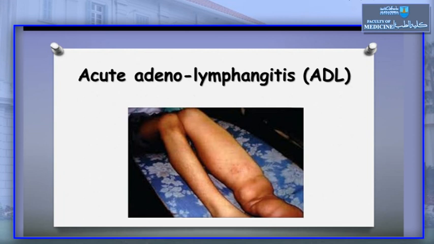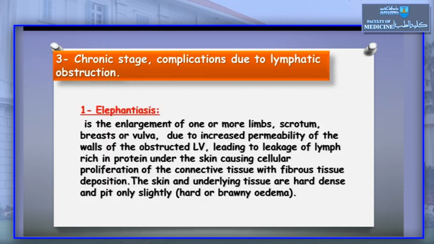About the chronic obstructive stage, or the stage of complication, number one and the most common is elephantiasis, which is the enlargement of one or more limbs, scrotum, breasts, or vulva due to the increased permeability of the walls of the obstructed lymph vessels, leading to leakage of protein-rich lymph under the skin, causing cellular proliferation of connective tissue with fibrous tissue deposition. The skin and the underlying tissue are hard, dense, and pit only slightly, what's known as hard or brawny edema.